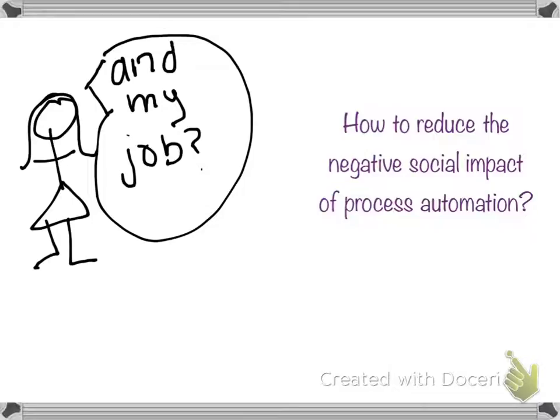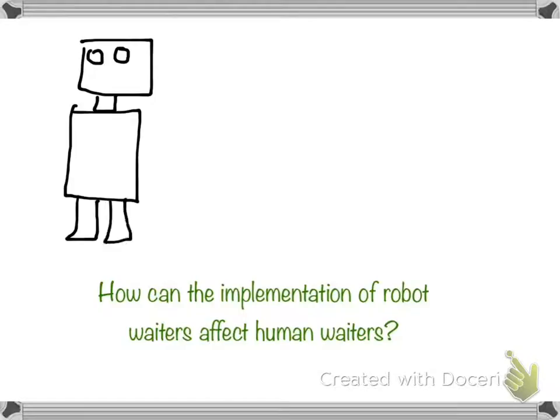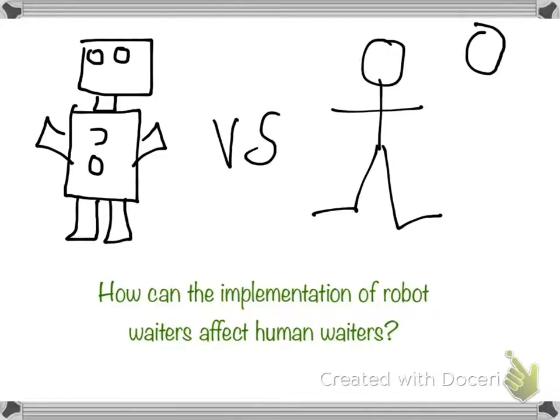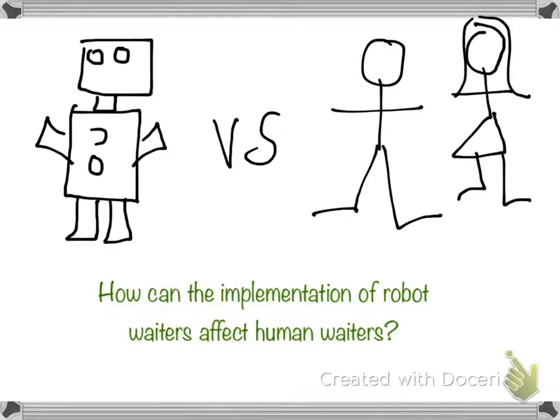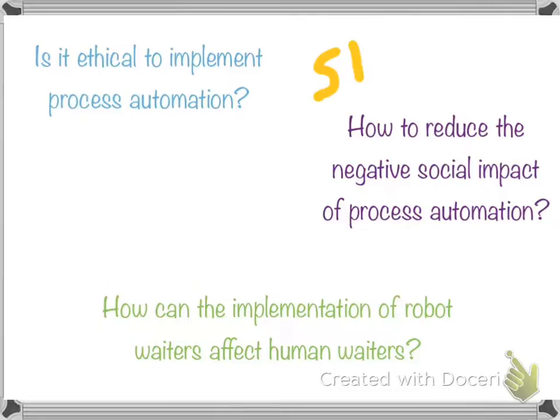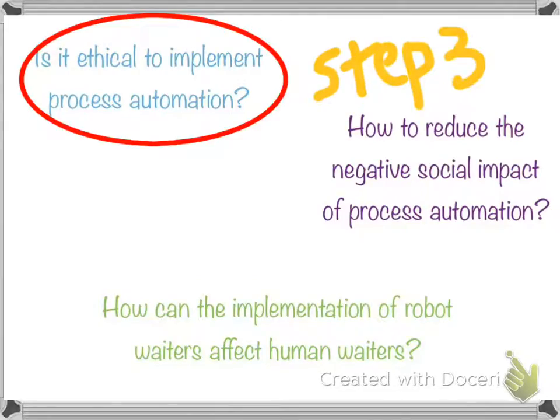A third question, a very specific one, would be: how can the implementation of robot waiters affect human waiters? Once you've elaborated your question, you may go to step 3, which is to offer a very brief answer to your question. So, let's put an example again.